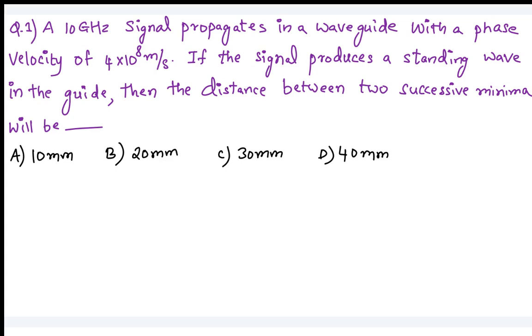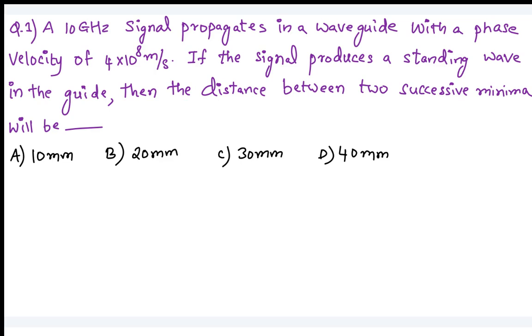A 10 gigahertz signal propagates in a waveguide with a phase velocity of 4 × 10^8 meters per second. If the signal produces a standing wave inside the waveguide, then find the distance between two successive minima.